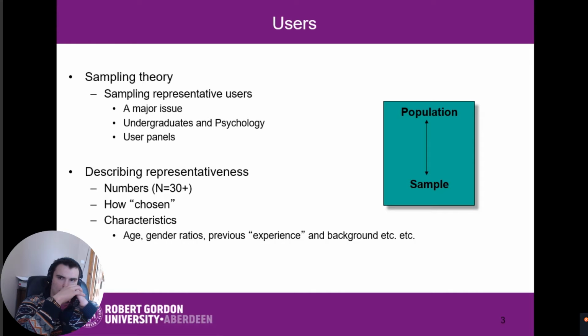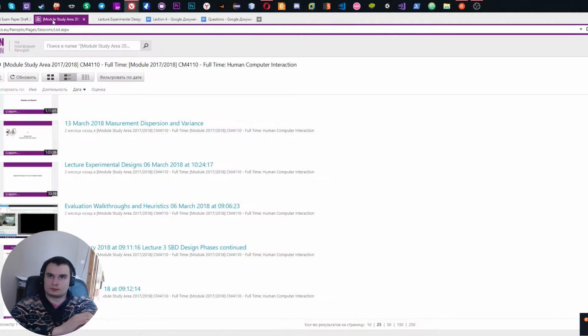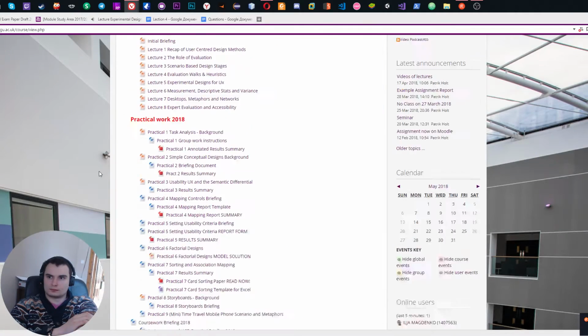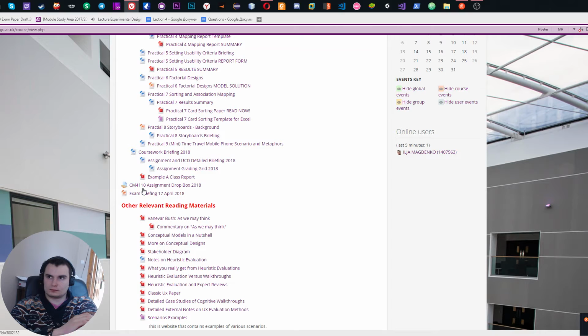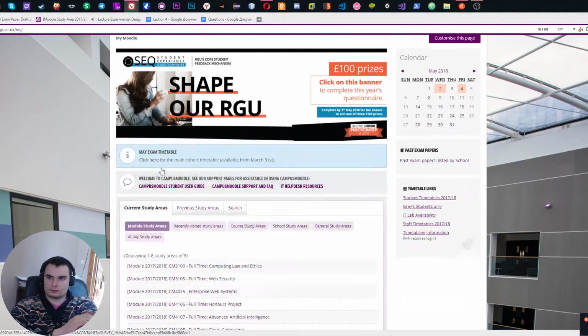How did you choose them? Well, if they're your mates in a class, we would call it an opportunistic sample. There's an opportunity for them to take part. You're not doing random sampling or anything like that, okay? You need to describe their characteristics: age, gender ratios, previous experience, background, and so on. My advice to you is collect as much information about your users as you possibly can. You don't have to use it all, but it can be very useful to be able to know something about them.